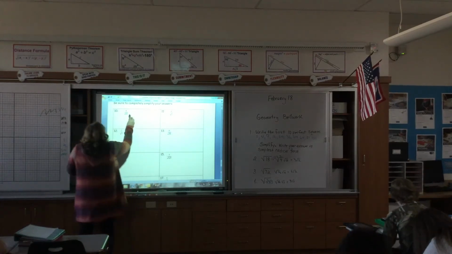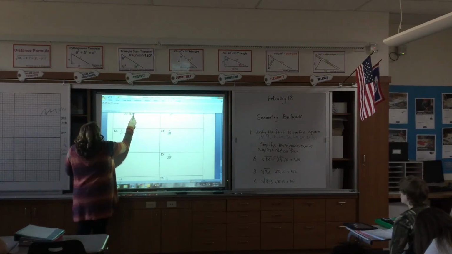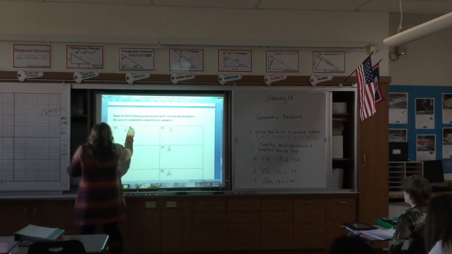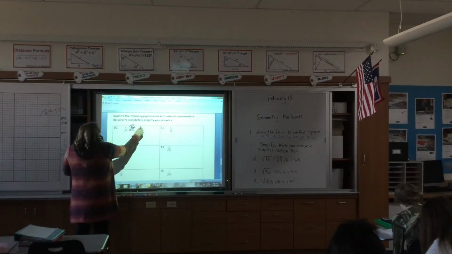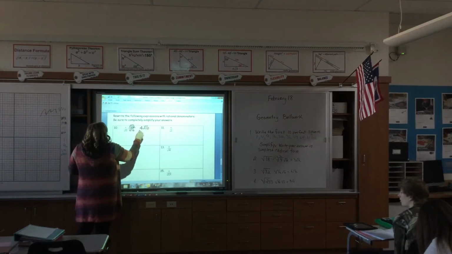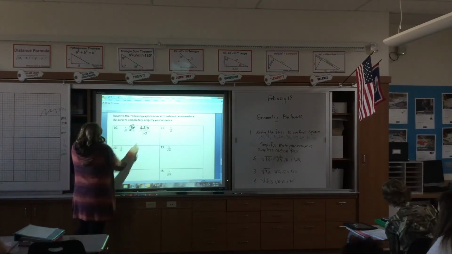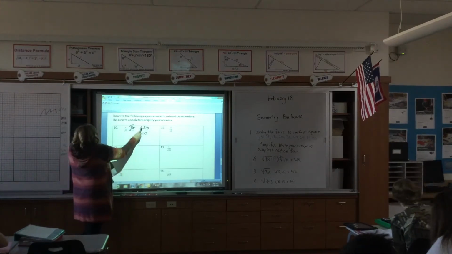Now we have 9 over 6 though. Can that be simplified? It can. Yes, so you have to divide by 3. So this is 3 square roots of 6 over 2. You have to go all the way. You can't leave it 9 root 6 over 6, because that's not simplified all the way. So let's do a couple of these and then I'll have you.